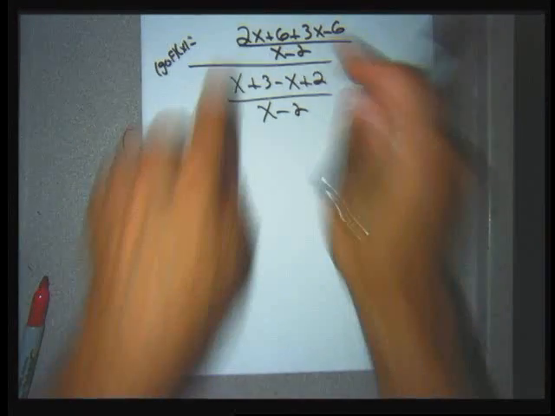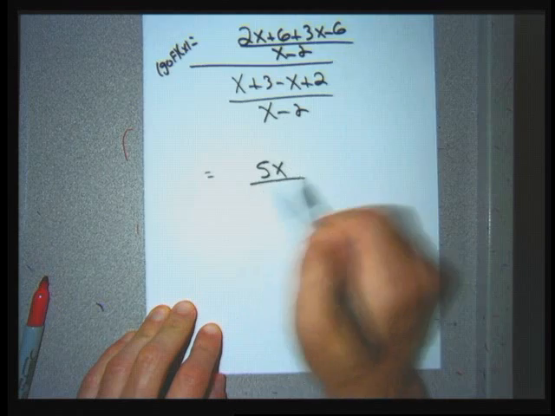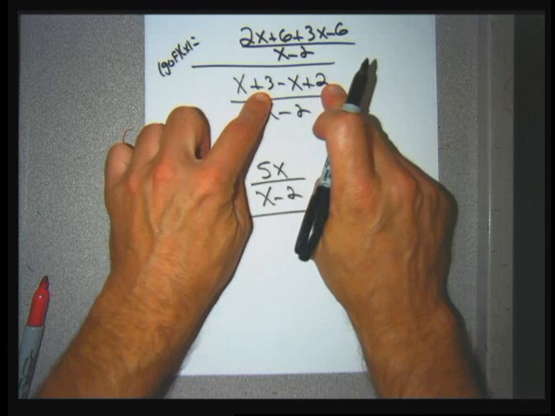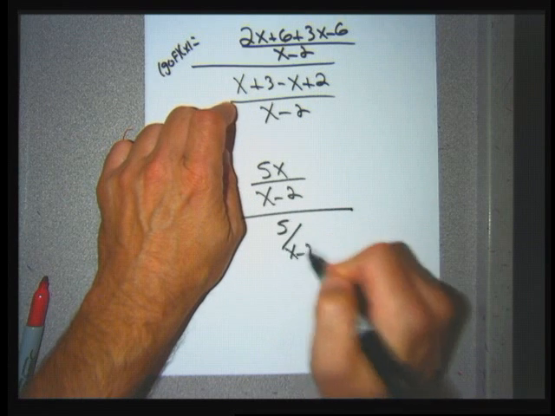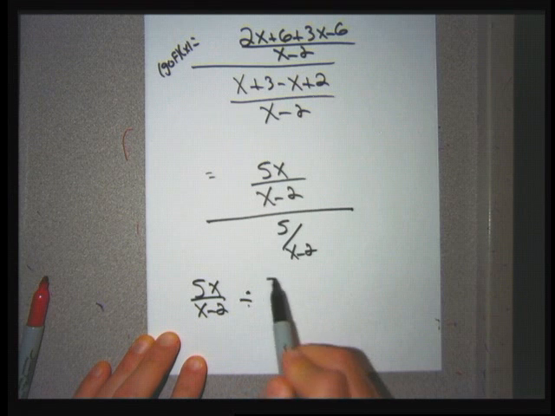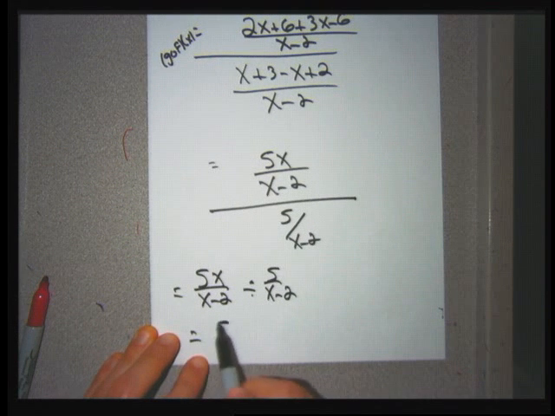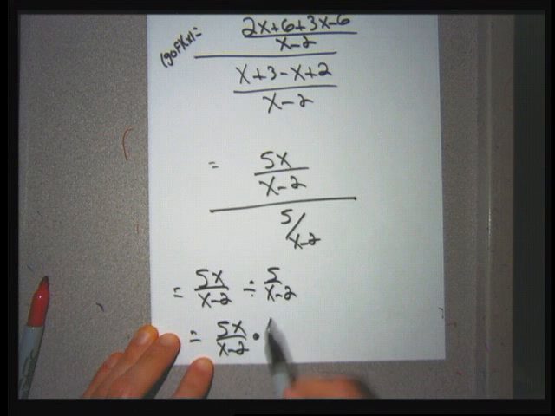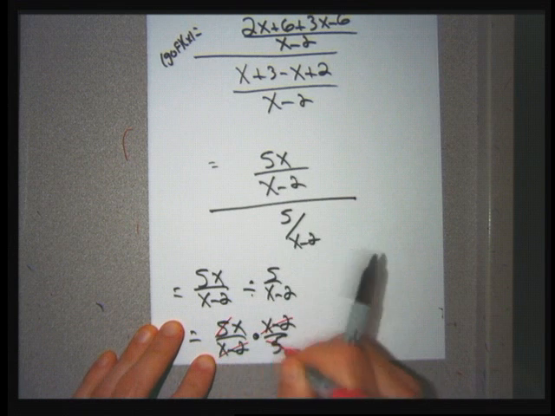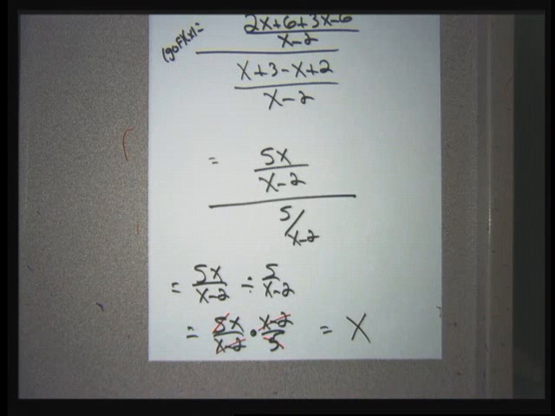Now that I have that done, in the numerator, the 2x and the 3x add up to 5x, the 6's cancel, so I get 5x over x minus 2, divided by, in the denominator, the x's cancel, the 3 and the 2 come out to be 5, so that's 5 over x minus 2. Now I write this in its division form. This is 5x over x minus 2 divided by 5 over x minus 2. Invert and multiply. This is 5x over x minus 2 times x minus 2 over 5. Cancel the x minus 2's, cancel the 5's. I'm left with an x only. It's in the numerator. I don't have a fraction anymore. This whole thing equals x just like it's supposed to.